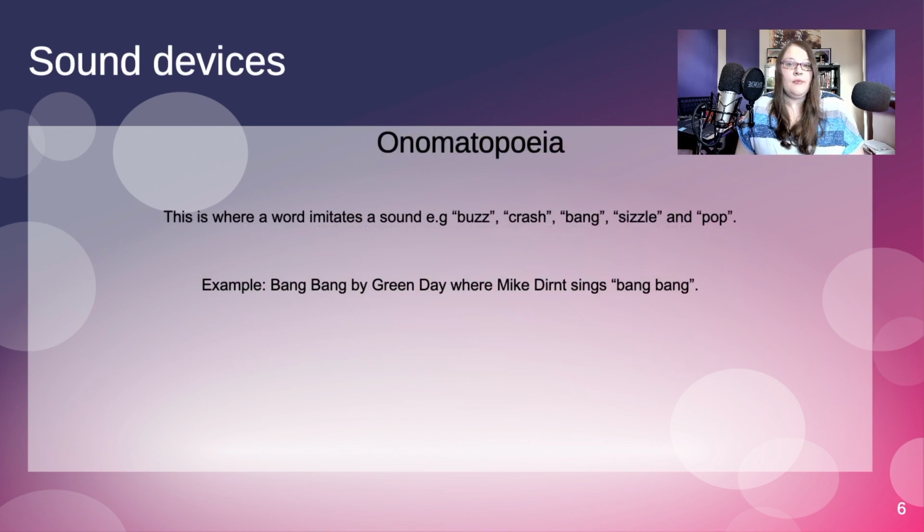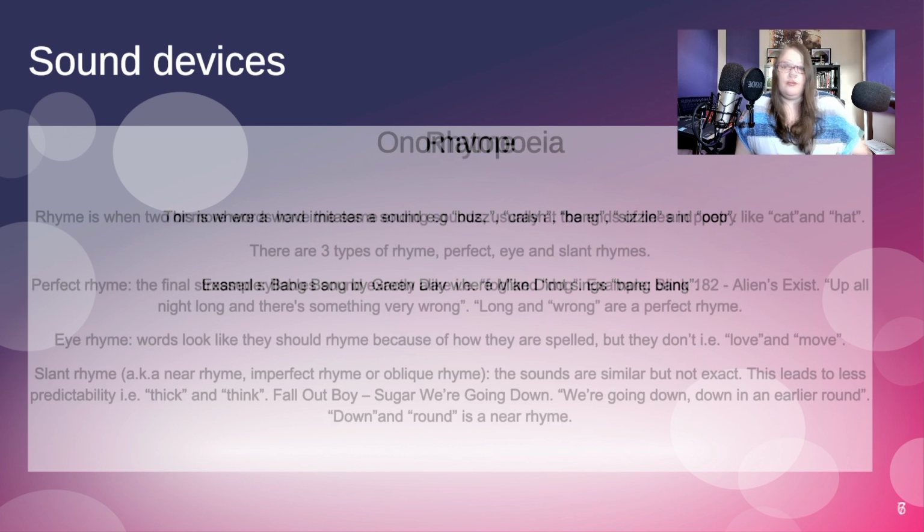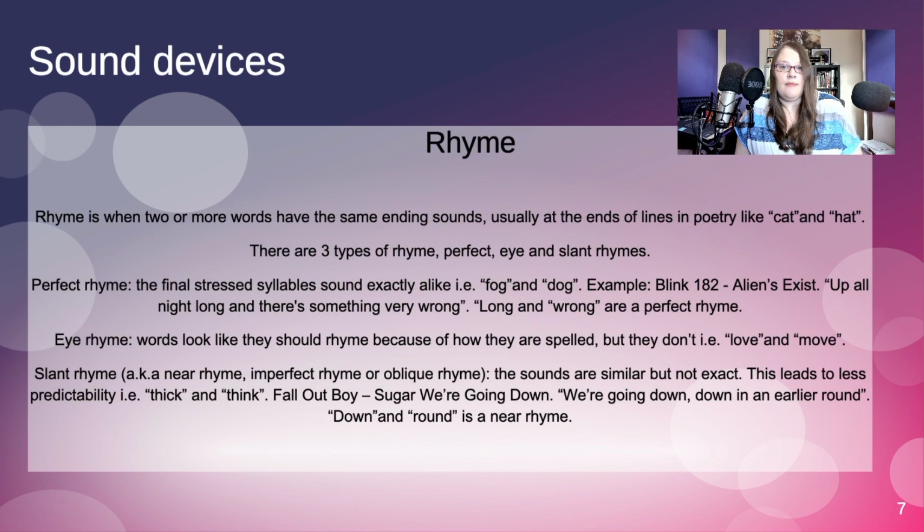Onomatopoeia. These are words that sound like the thing they describe, like bang, pop, crash. For example, in Green Day's Bang Bang, the word bang mimics the explosion sound of a gunshot, matching the song's aggression. Rhyme. There are 3 main types. A perfect rhyme, where exact sounds match, like in Blink-182's Aliens Exist: "Up all night long, there's something very wrong." An eye rhyme, which looks like it rhymes but it doesn't, like love and move.